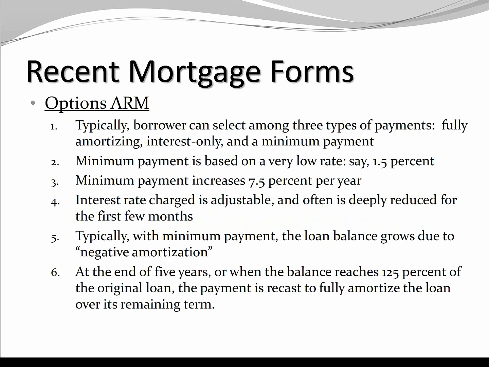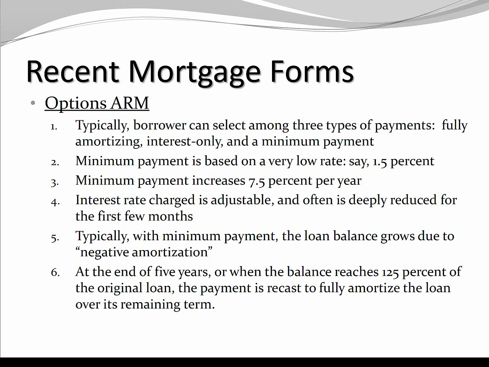Option adjustable rate mortgage. Typically in this case, the borrower can select among three different types of payment: fully amortizing, interest only, and minimum payment mortgage. The minimum payment is usually based on a very low interest rate like 1.5%. And this minimum payment increases 7.5% every year. The interest rate charged is adjustable and often is deeply reduced for the first few months.